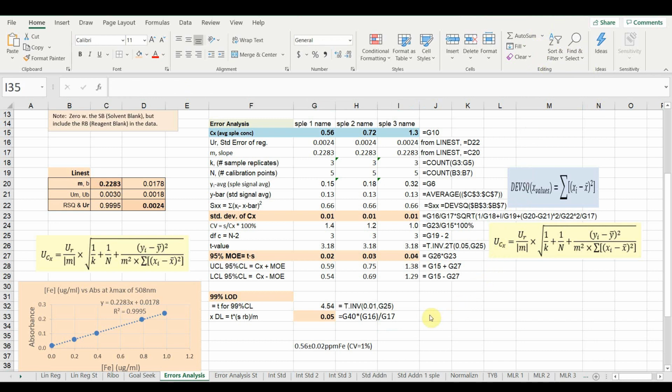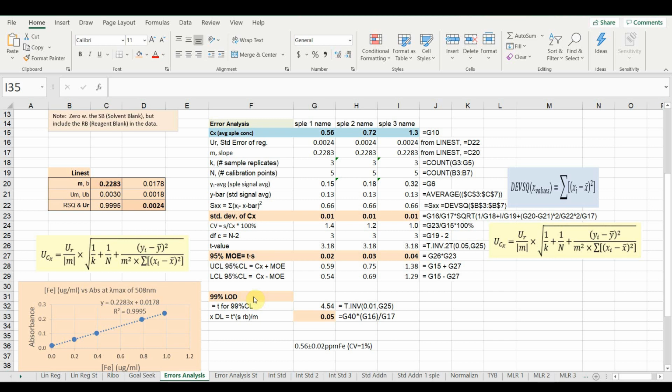There's one other item on this spreadsheet that I want to direct your attention to, and this is the 99% limit of detection, or LOD, or simply detection limit, DL. They are the same thing. They're usually calculated at the 99% confidence level, and you really should calculate a detection limit every time you do a calibration curve. It doesn't cost anything. There are no extra samples to run.